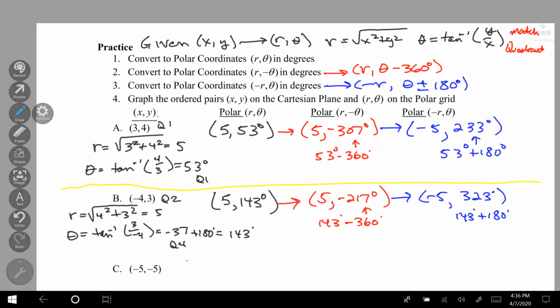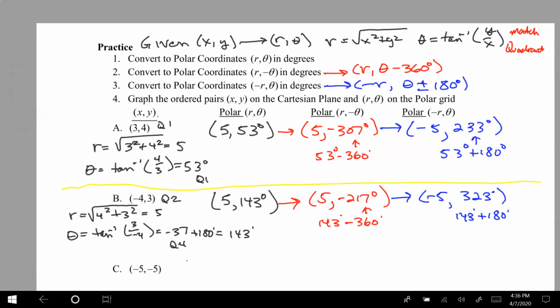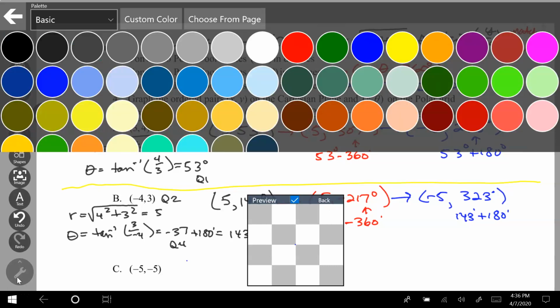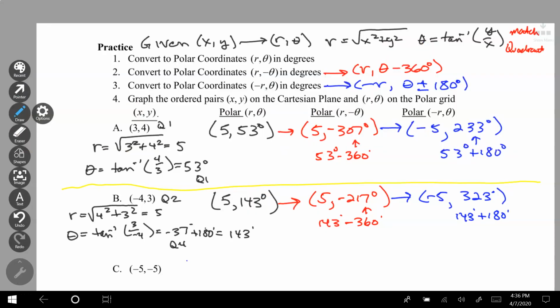Okay, here's example B. Again, the first thing I did was figure out the r and the theta. I do not put in negative numbers when I do the r. It does not matter. I got 5, 143 degrees. When I did the inverse tangent, I actually got negative 37 degrees, but that's in quadrant 4, and I didn't want quadrant 4. I wanted quadrant 2. So I made sure that this angle was in quadrant 2 by adding 180 degrees. Second part, I made it r negative theta by subtracting 360, and I made it negative r theta by adding 180 to the angle.